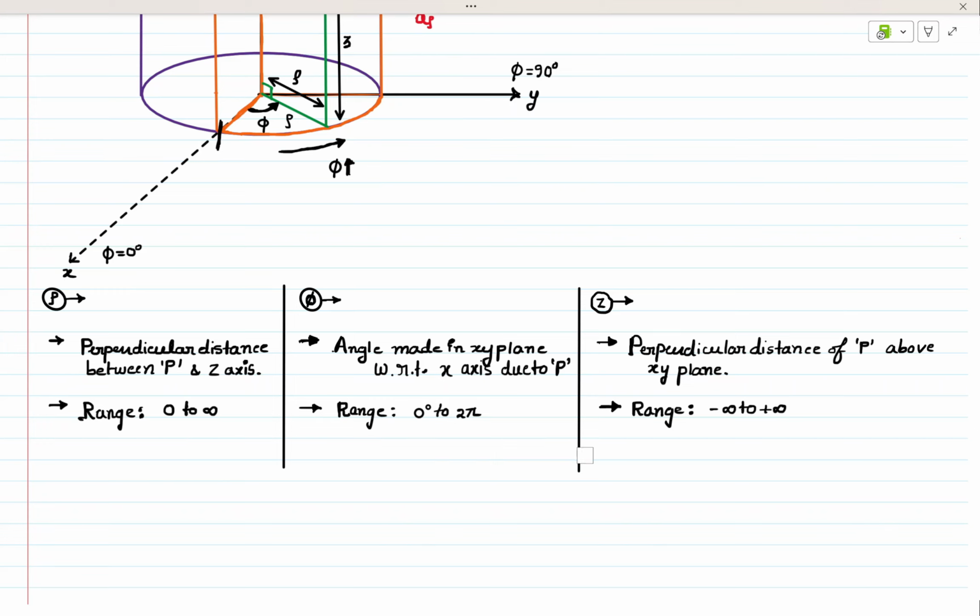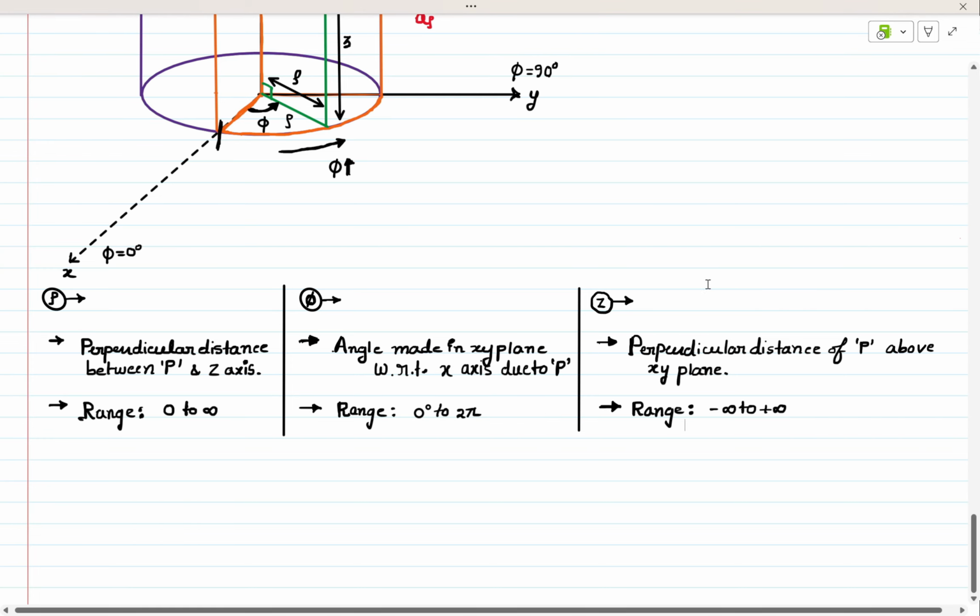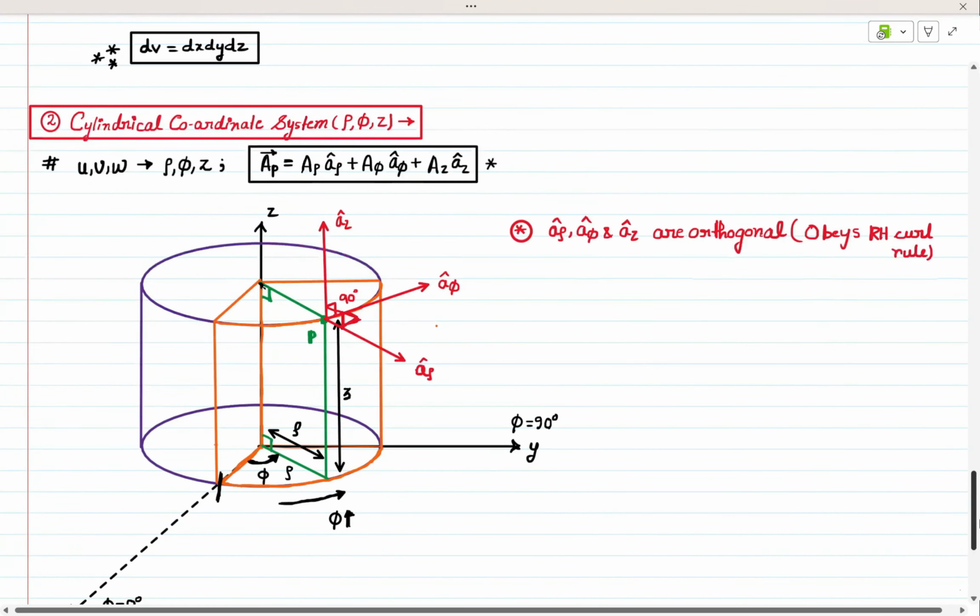Okay, yeah, it's clear. I think it's clear, right? Now I think you have understood what this rho, phi, z is in this cylindrical coordinate system. What are these rho, phi and z actually?